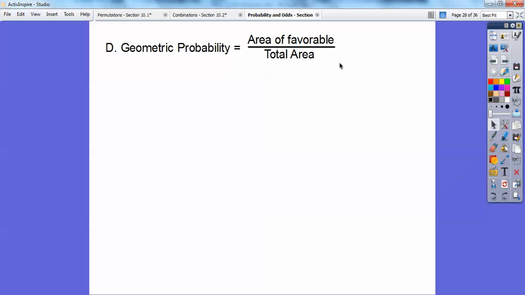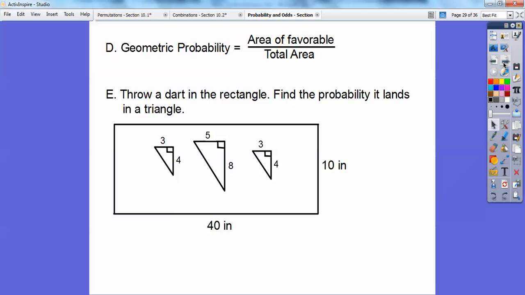Okay, geometric probability is just like favorable divided by total. So when I'm talking about the area, then you find the area of what you're looking for divided by the total area. Okay, so here we go. We're throwing a dart and it's going to land in this rectangle. I am 100% sure it's going to land in the rectangle. Okay, I'm skipping all that writing right there, but your book will say that. Find the probability that it lands in a triangle.